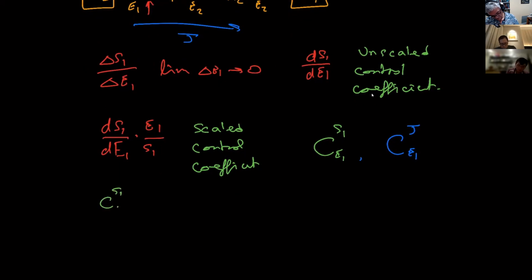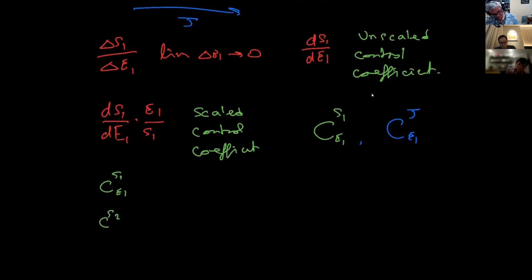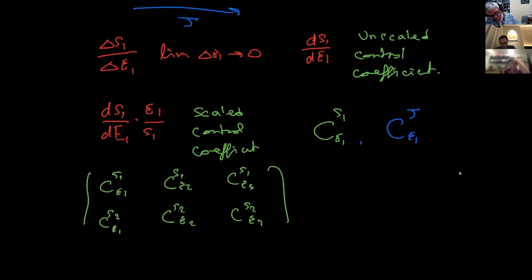CS1E1, and then what is it? It's CS2. Which way around is it? I don't know, I always forget. Hold on, which way around is it? Oh yeah, the variable is the... yeah, that's right, that's it. I have CS1E2, CS2E2, CS1E3, CS2E3. That's the matrix then, right?